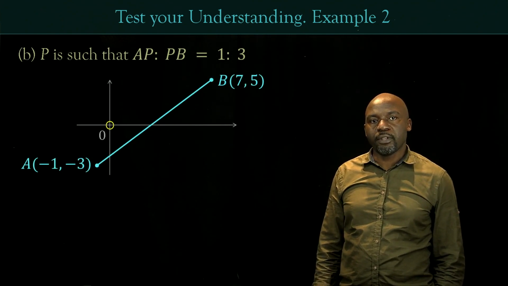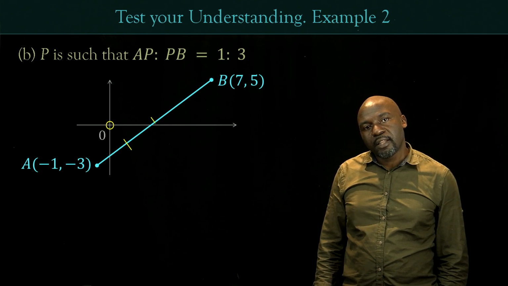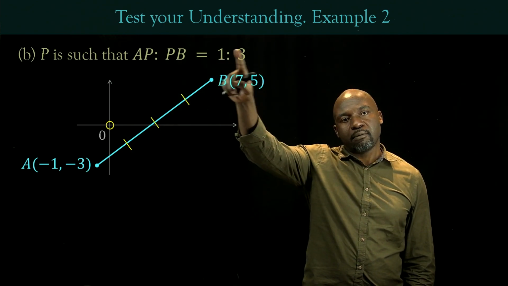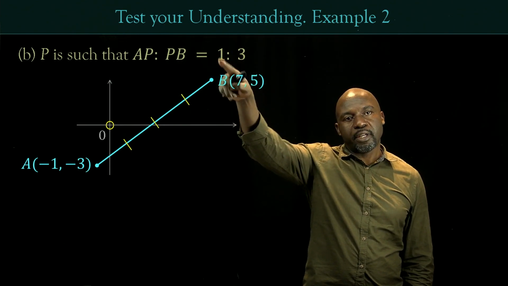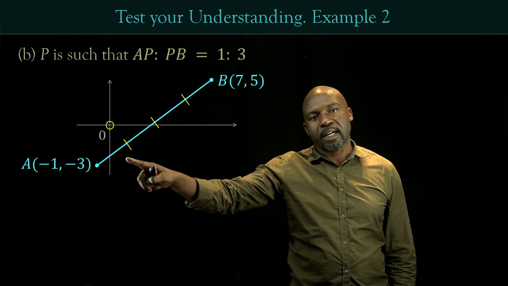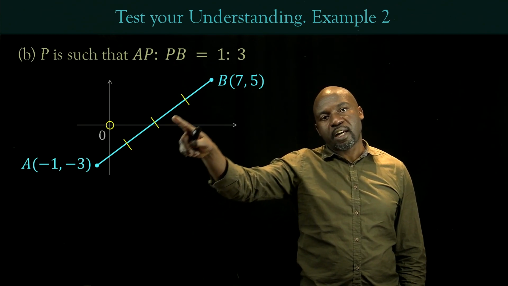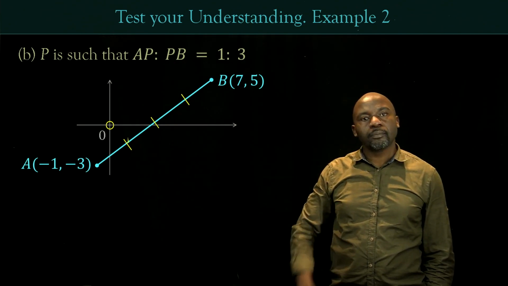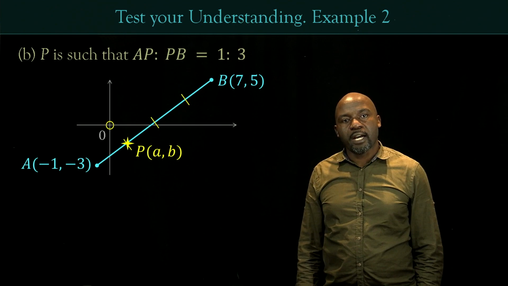Here is the diagram for this. So we have this split into 4 parts. So 1 and 3 gives us a total of 4 parts, so that AP should take 1 part and PB should take 3 parts. Okay? So there is our P now.